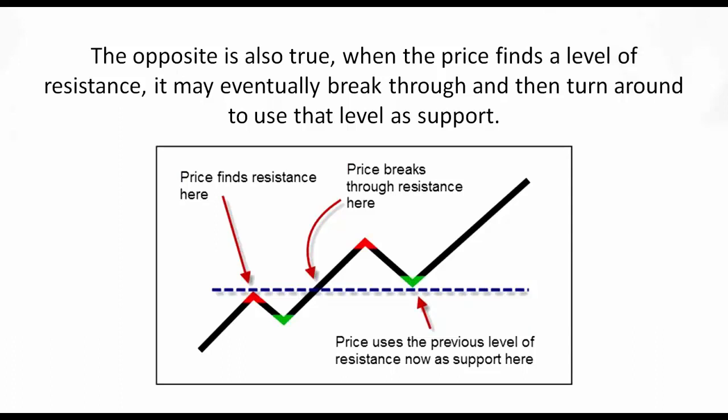When the price finds a level of resistance, it may eventually break through and then turn around to use that same level as support. Price moves up, finds itself some resistance and gets rejected. This establishes a level of resistance. Price will break through it. It'll move up towards it. Remember, it's drawn to that level. It'll be drawn to that level and then break right through it and then turn around and use that previous level of resistance as support.